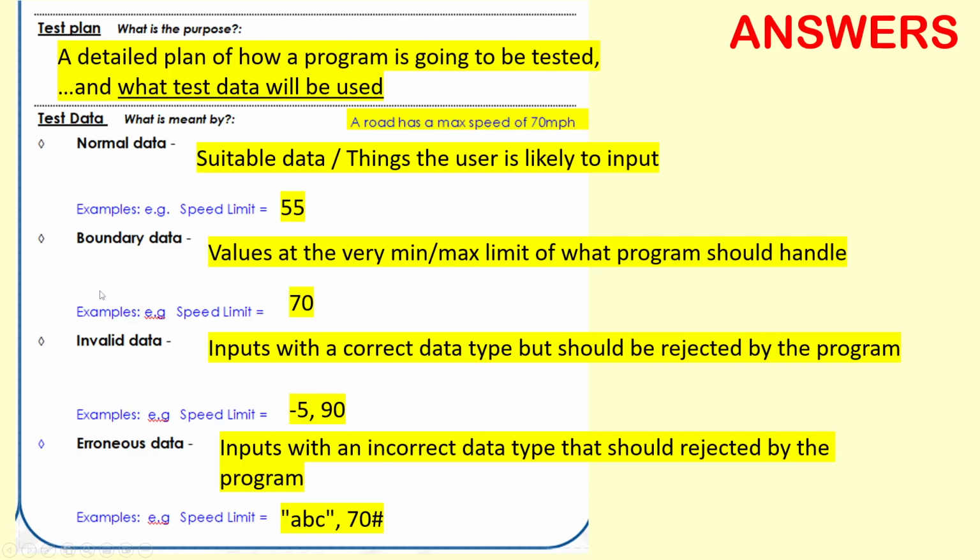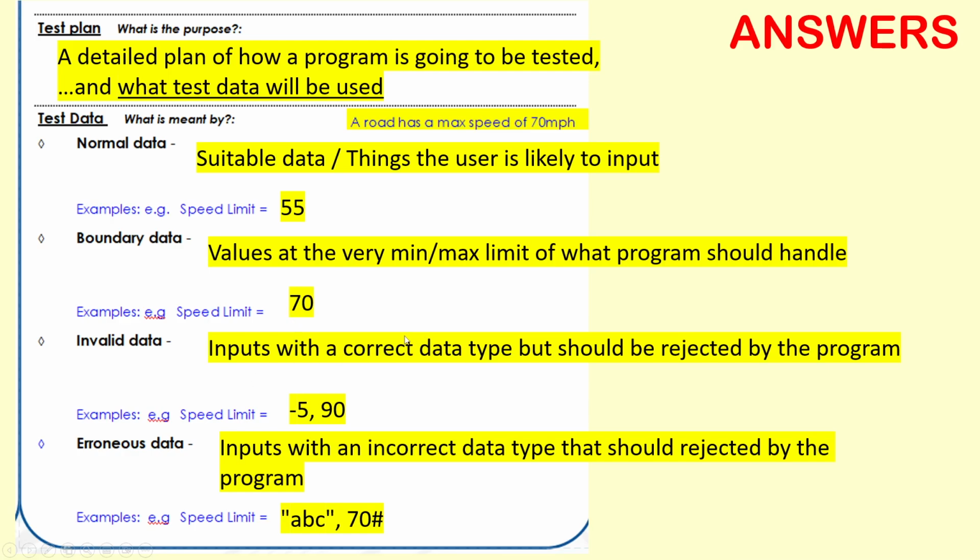Okay, final section, checking your answers, please. What is a test plan? It's a detailed plan of how the program is going to be tested and what test data will be used. Normal values, suitable data, things that are likely to be input. For example, 55 for a speed of a car. Boundary, values at the very minimum and maximum. Or in this case, a maximum speed of 70, that is the highest value.